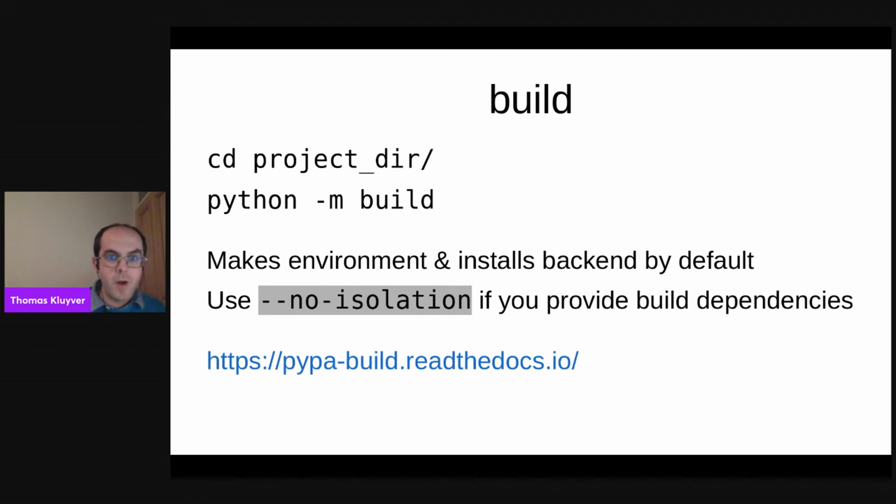So build you run with python -m build. This is a front end in PEP 517 terms. So even though it's a low-level tool, it will still by default make a build environment, install your build backend and any other build dependencies. If you don't want it to do that, if you want to provide those things yourself, you use the --no-isolation flag.